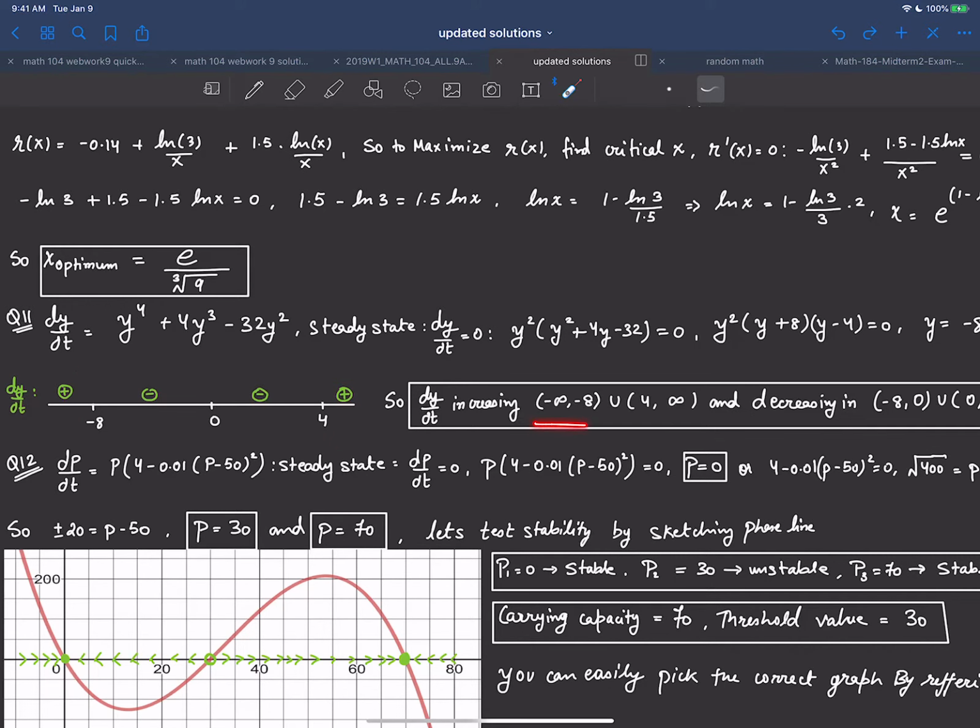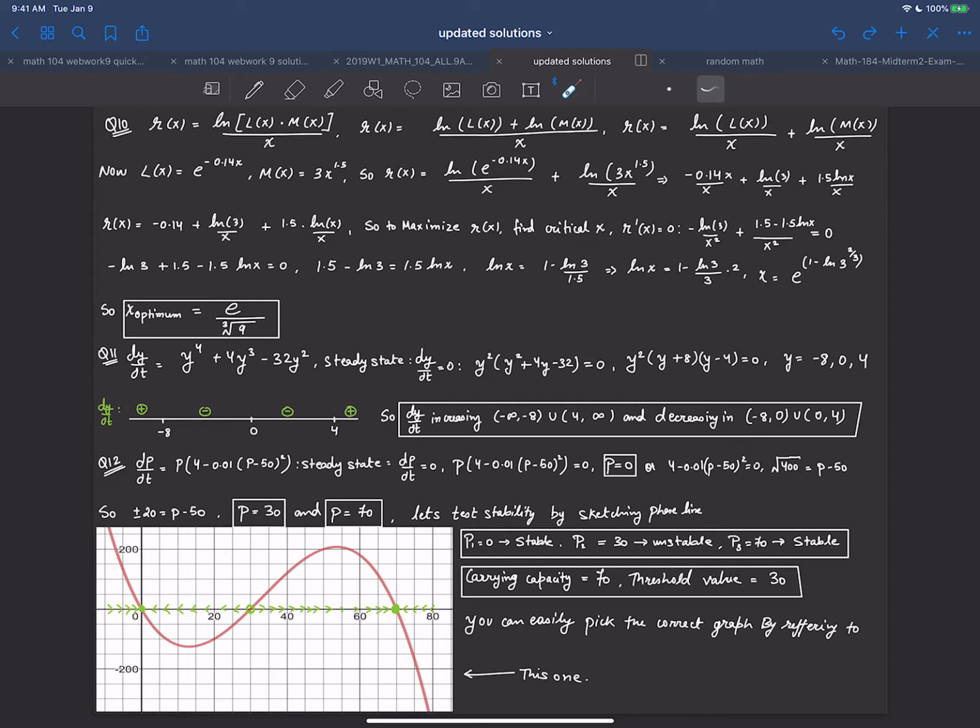So you can combine them using the union notation and write them up like that. Very straightforward. Nothing crazy here.